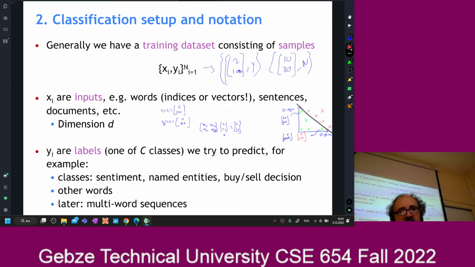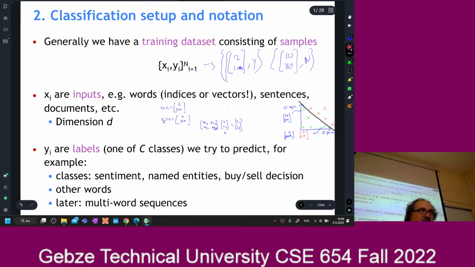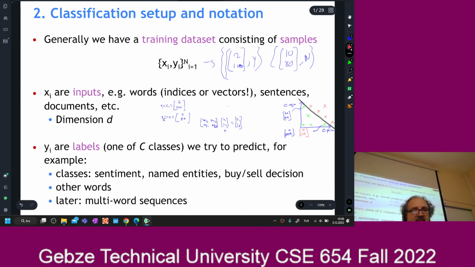So I have this set. Xi are my inputs. Inputs are my vectors, like two-dimensional vectors, or sometimes my inputs are words, or sometimes many sentences or documents. How do I represent words, sentences or documents? It's something different. You know how to represent words, right? Using word2vec or some other approach. How to represent sentences? Again, maybe a vector form. Or we don't care yet.